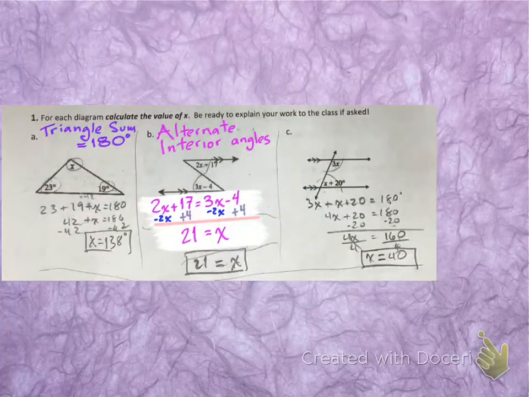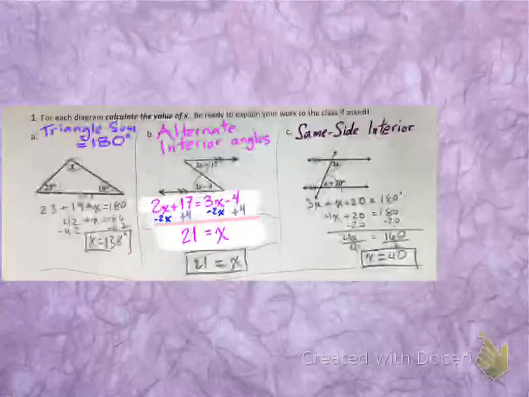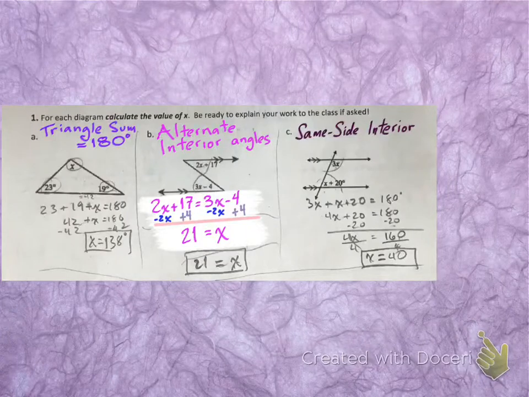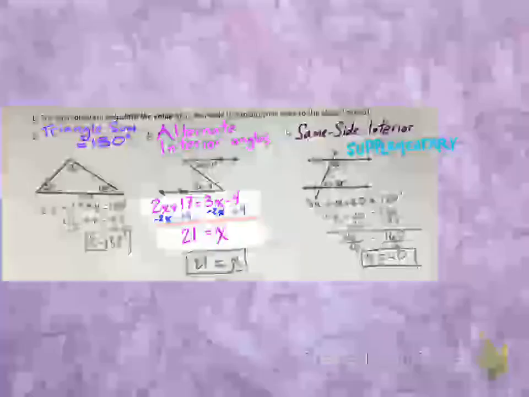Next problem, those two angles are not alternate interior. Instead, they are same side interior angles. They're on the same side of the transversal. So same side interior angles are supplementary. Same side supplementary. Remember that. Alternate interior angles are equal, same side interior angles are supplementary.